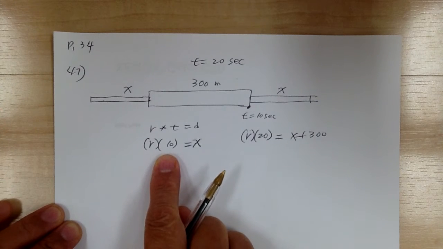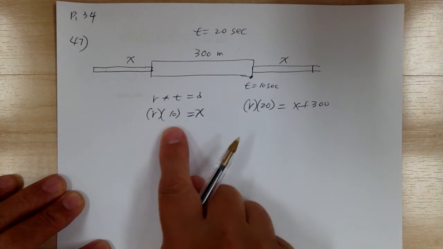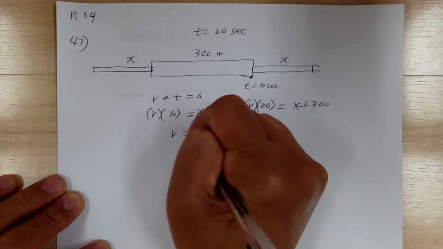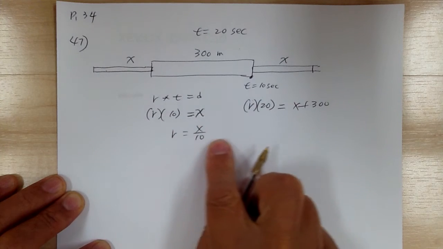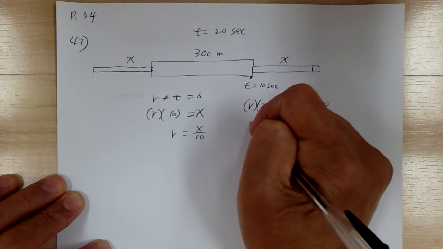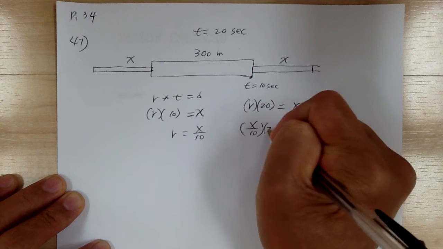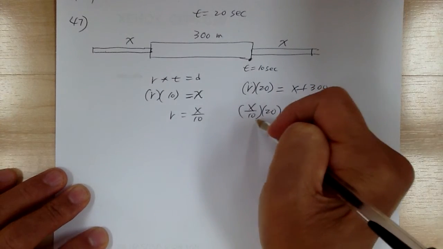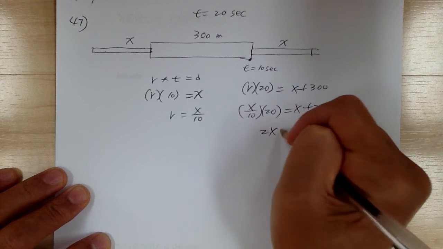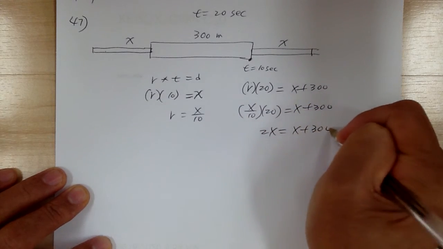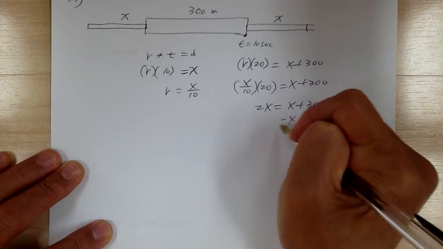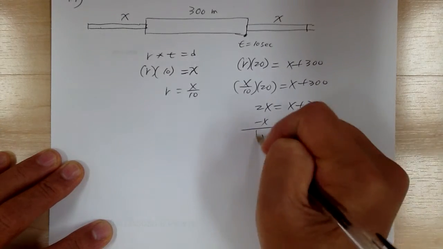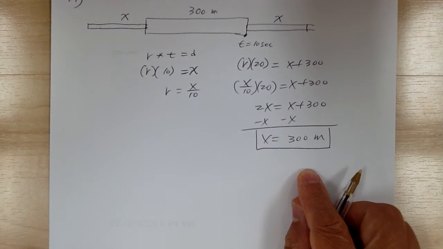Since this is an easy equation, we're going to move this one first. So R equals x over 10, and I'm going to substitute into here. And this one cancels out, so you get 2x equals x plus 300, and minus x on both sides. So x equals 300 meters. So the length of the train is 300 meters.